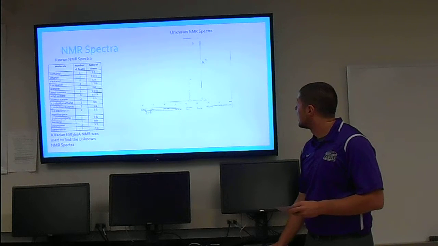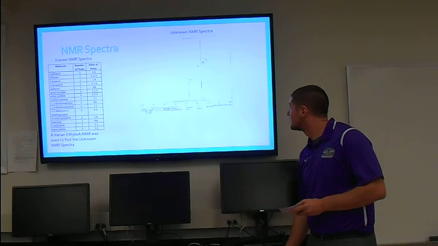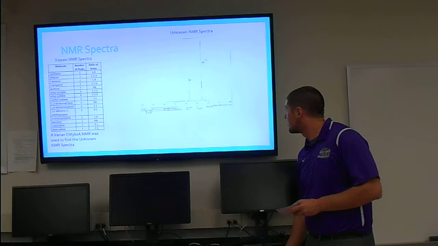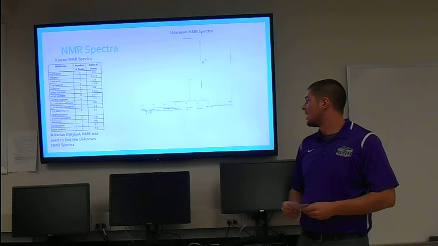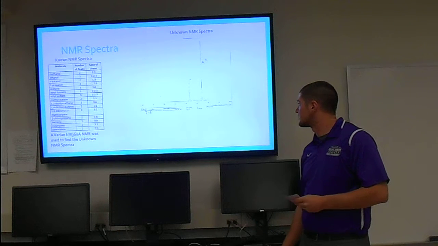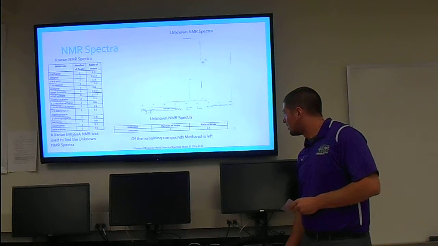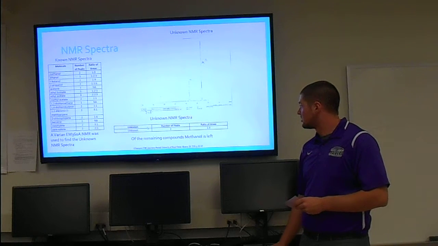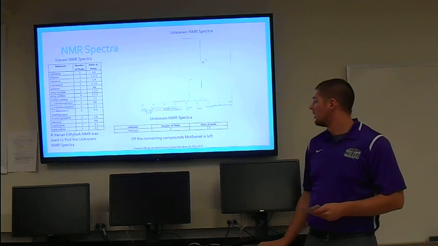Our known NMR scan shows here we have 2 peaks as well, and our ratio here is 1 to 3. And we found this using a Varian EM360A NMR. That's what we used to find it. And here is our unknown NMR spectra. So of the 4 we had left, the only one that matches up with this is methanol.